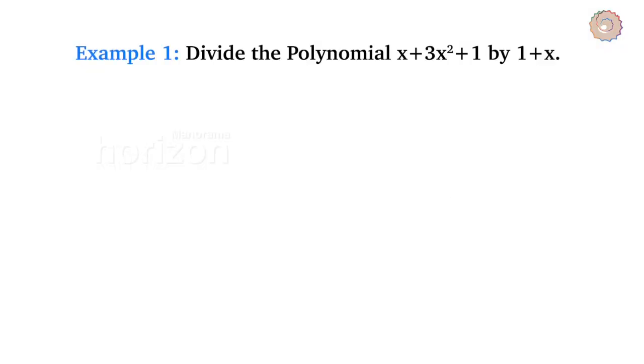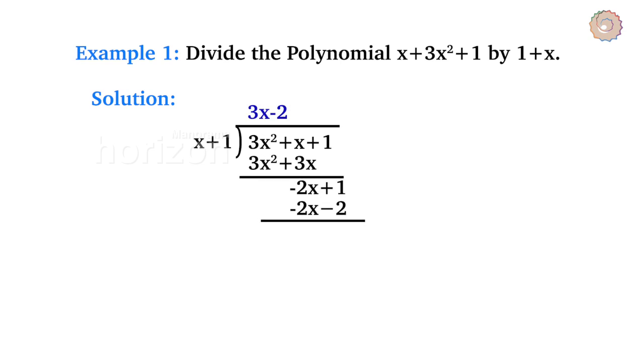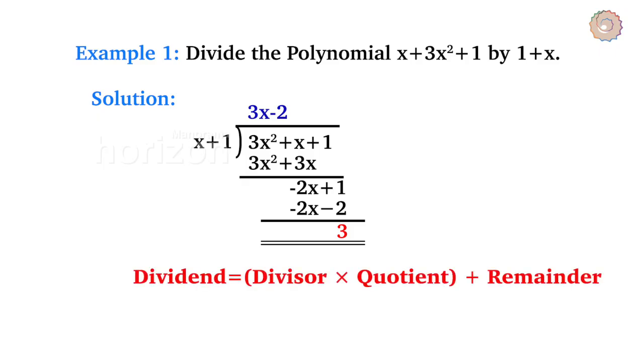Divide the polynomial 3x^2 + x + 1 by x + 1. This is a division of a quadratic polynomial by a linear polynomial. In the long division process, we continue the division until we get the remainder as 0 or its degree is less than that of the divisor. Here we get the remainder as 3. Also, as dividend equals divisor into quotient plus remainder, we can write 3x^2 + x + 1 = (x + 1)(3x - 2) + 3.